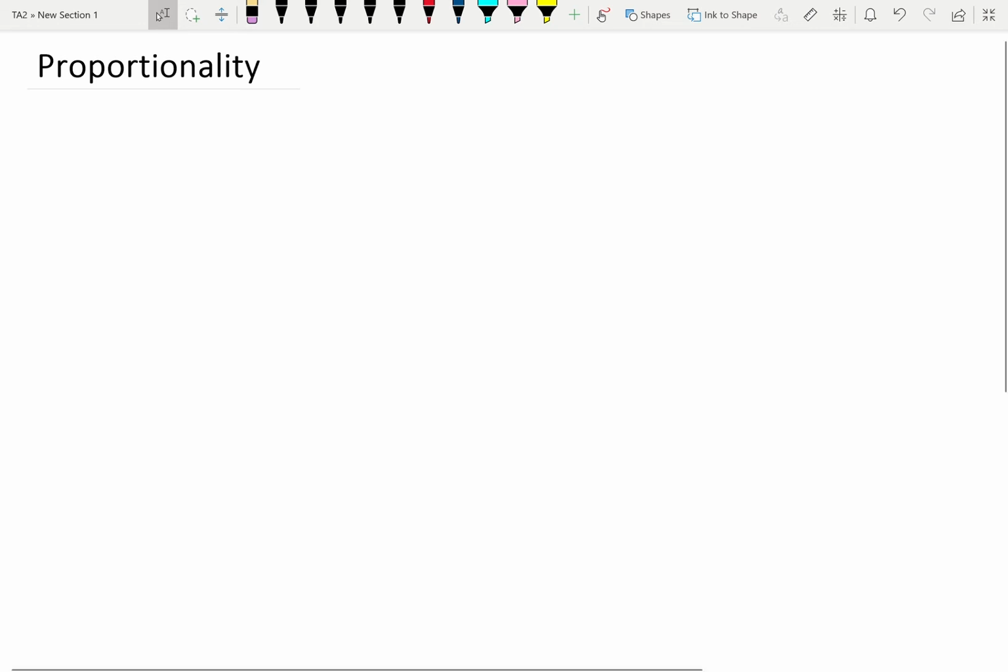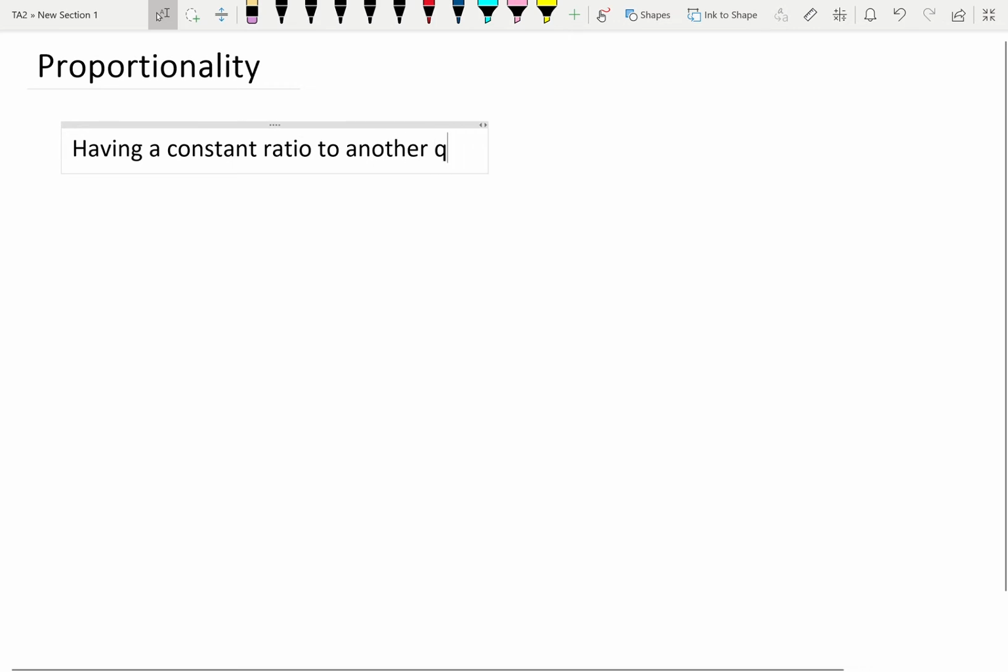Okay, so a big characteristic of similarity is that when you say two figures are similar, it really just means, so there's a few things, right? A big one is proportionality. When two figures are similar, it also means that they are proportional. Now, a definition of proportional would be two figures that have a constant ratio to another quantity. And that's just kind of a textbook definition.